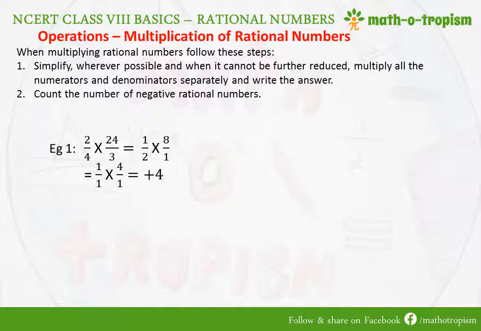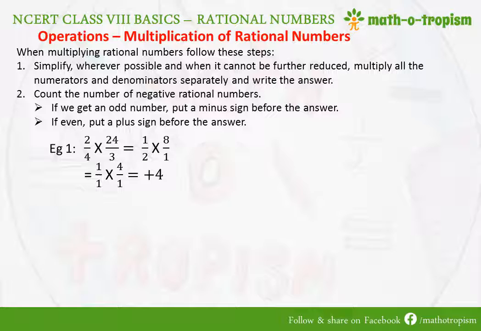Count the number of negative rational numbers in case we have negative numbers in the question. So if we get an odd number, put a minus sign before the answer, and if we get an even number, put a plus sign before the answer.